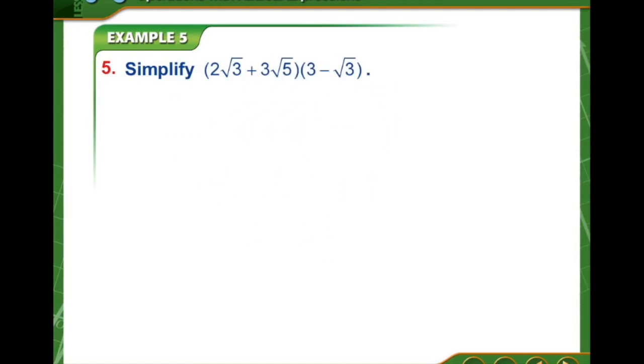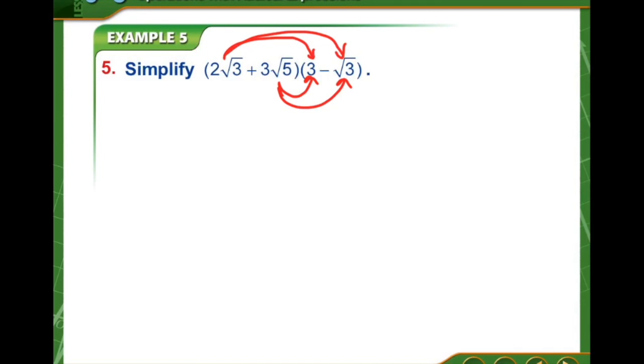Got 2 more problems to get through. So next one is a couple of binomials with radicals being multiplied together, and we are just going to multiply them like we would any type of binomials like this, foiling. So we multiply 2 square root 3 times 3 and 2 square root 3 times negative square root 3. Then 3 square root 5 times 3 and 3 square root 5 times square root 3.